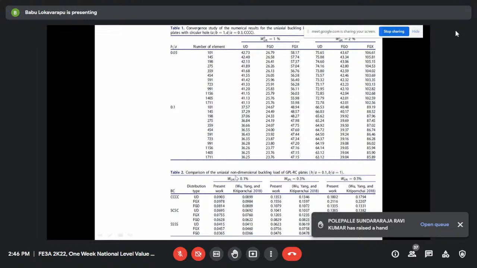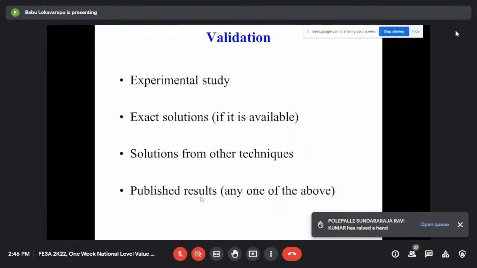Second thing is comparison of your results. You need to validate your result. How do you do the validation? The validation you can do in three ways. One is conducting an experiment by yourself, or if it is not available, you check whether it is already available in the literature or not. You compare and validate your result. Or if an exact solution is available, you validate with the exact solution. Or if somebody has done the same problem but using some other technique, you do the validation with that. Or published results. Any one of the above. That is how we need to do the validation.